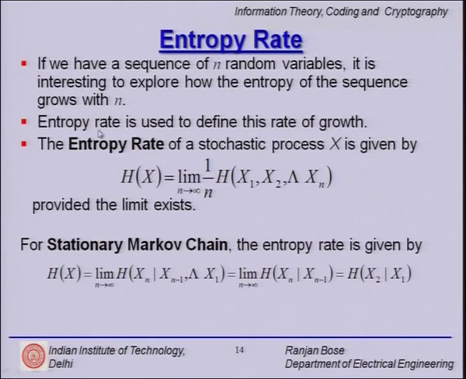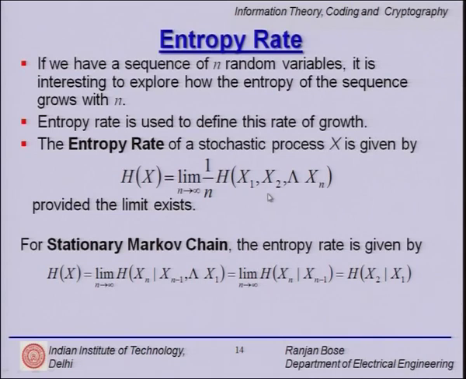So, we define it. The entropy rate of a stochastic process X is given by H(X), where limit n tends to infinity, normalized by 1 over n, H(X1, X2, ..., Xn), provided the limit exists. So, it is possible that the limit may not exist.